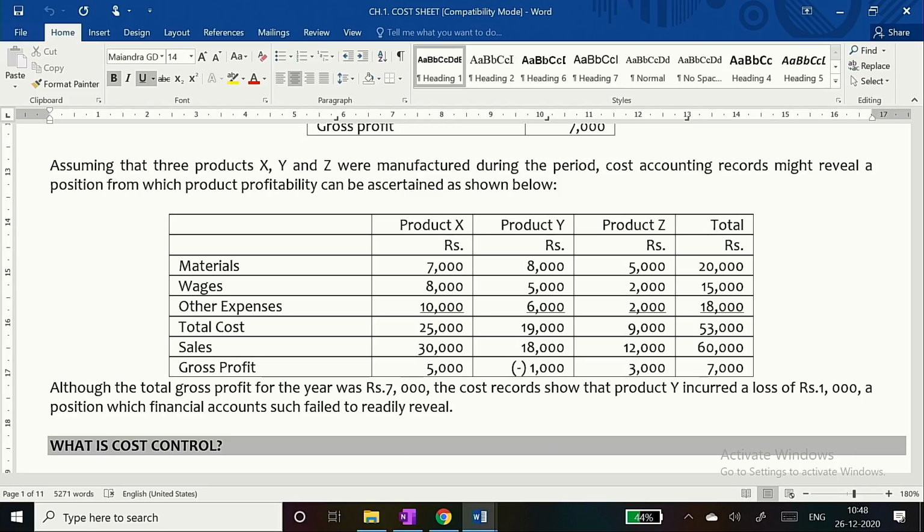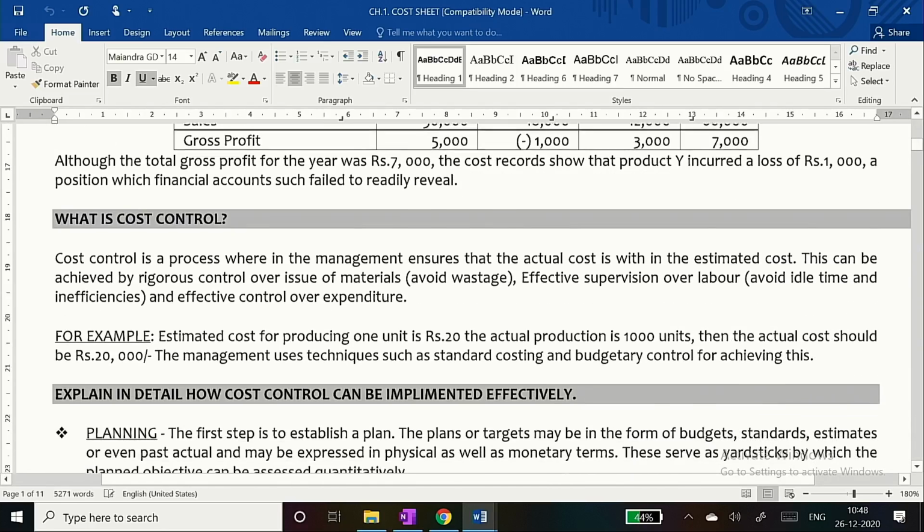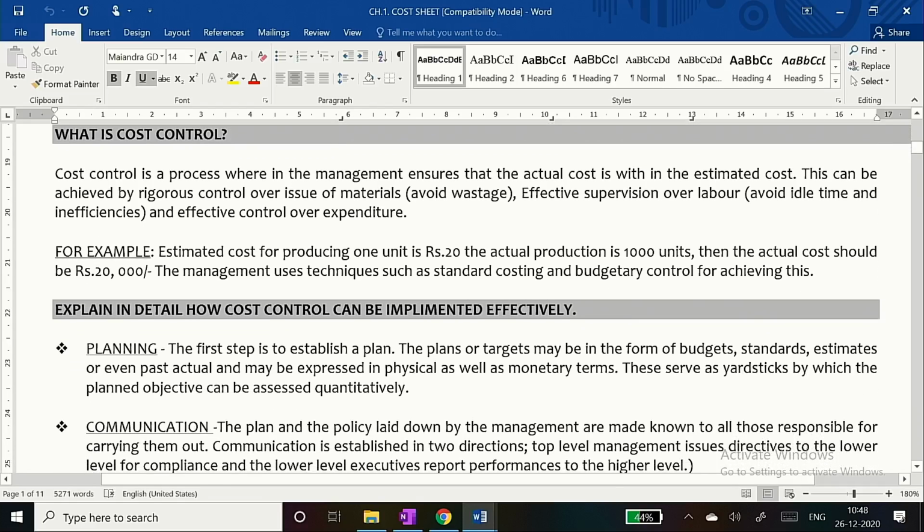You will be able to save the cost. So that is the subject. We are going to read decision making. Next. Now, cost control I have explained already.